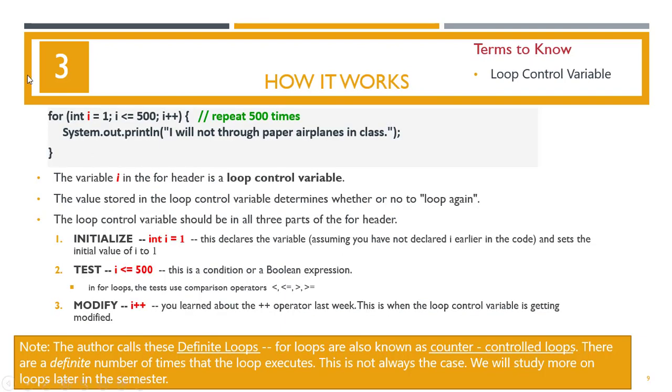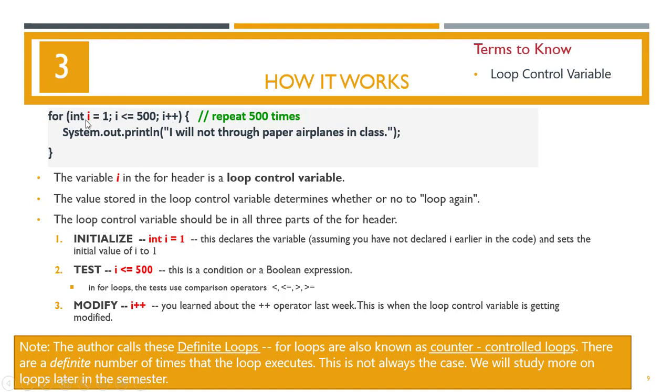How it works. Here is an example of repeating 500 times. We're initializing a variable. I'm calling the variable i. Notice the int here. So we're declaring and we're assigning the value of 1 right here in the for header. Then there's a semicolon. Here's the test. Well, as long as i is less than or equal to 500, and then the first time through the loop, i is 1, so that's a true condition. And then here's the update. Remember last week, i++ means add 1.